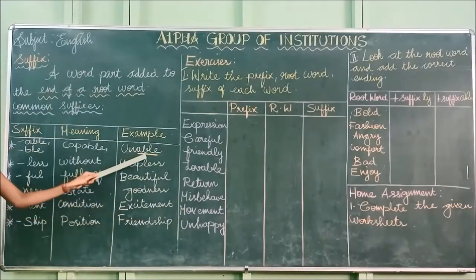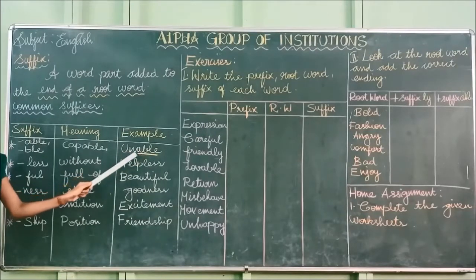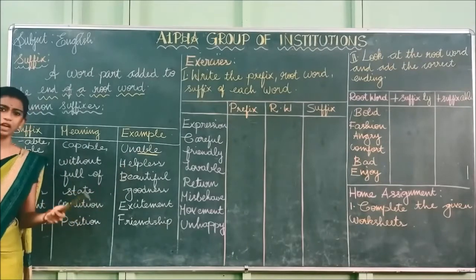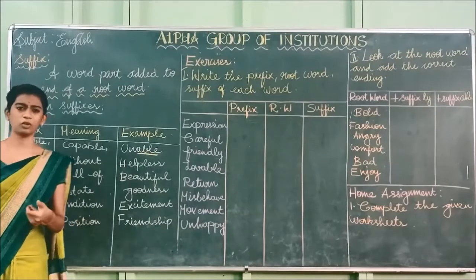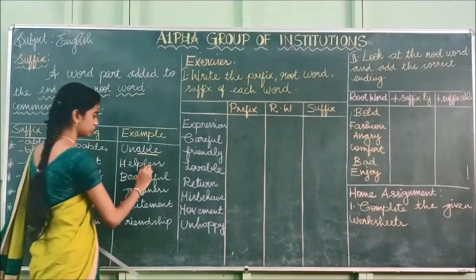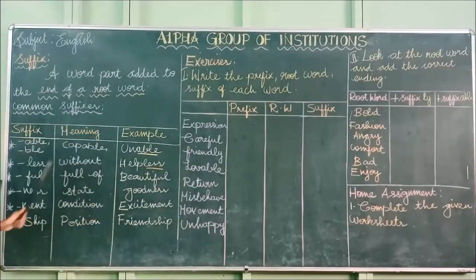Okay, so we have added the suffix to the end of the word, unable. The next one, less. Less means without, or helpless. So a person who is helpless, no one comes to help him, so he can't get any help. So the meaning of less is without.